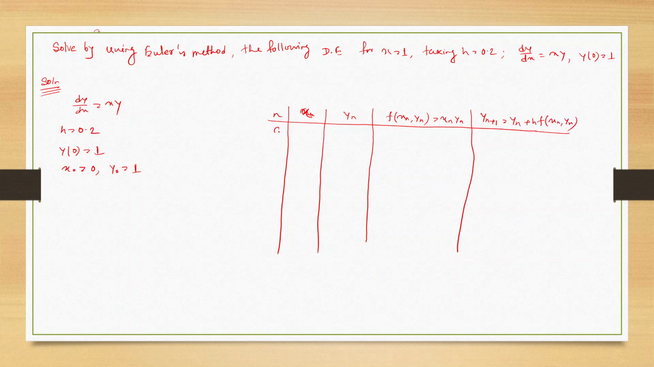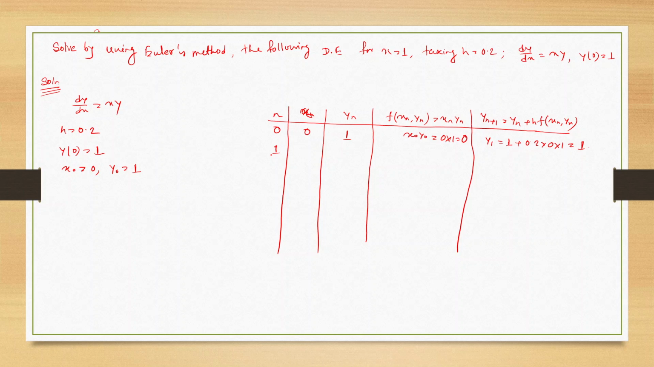So here first n is equal to 0 and x0 is 0, y0 is 1. So here x0 into y0, this is equal to 0 into 1, 0. And this one we will get y1 is equal to y0, that is 1 plus 0.2 into 0 into 1. So we will get y1 is equal to 1.